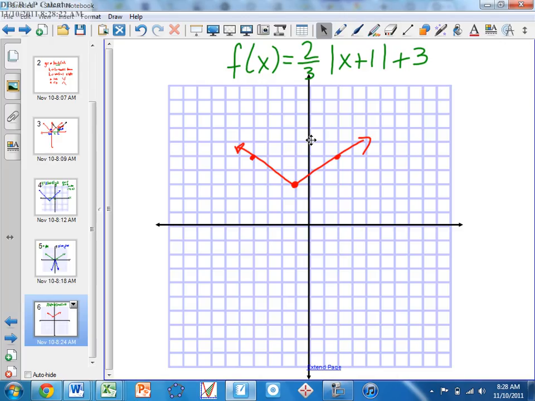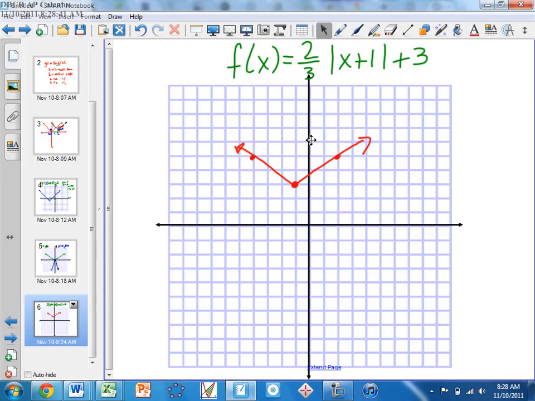Why is it on the negative? Say it again, Julia. Over here, h is positive 1. So h slides over to the 1 here. Then it goes up 3. Okay?